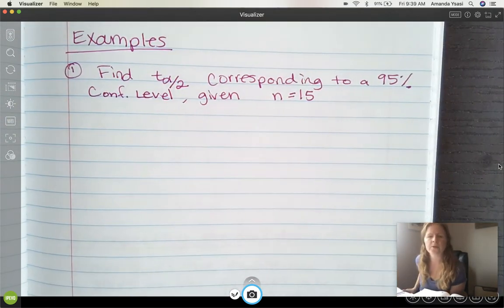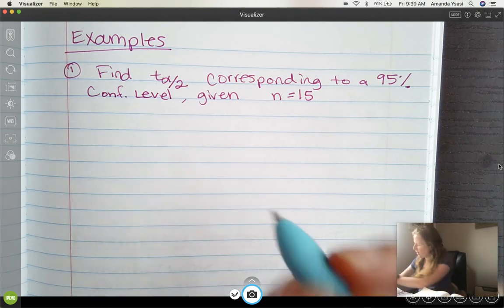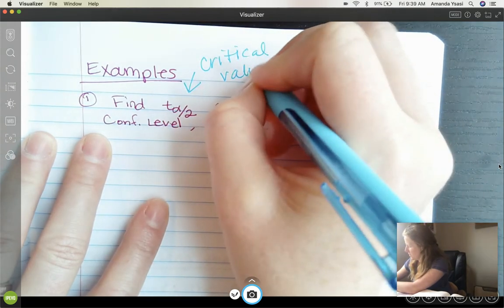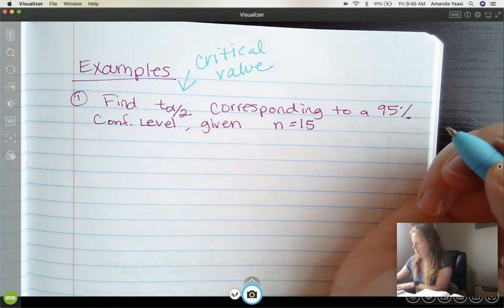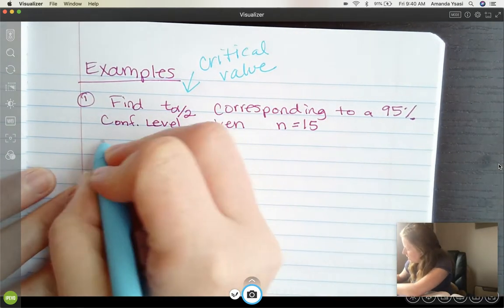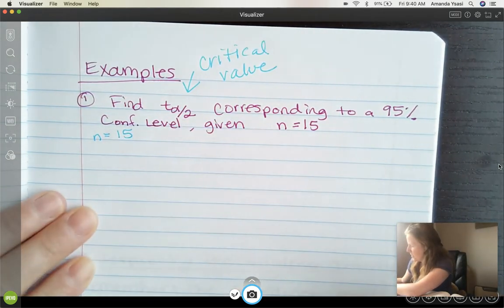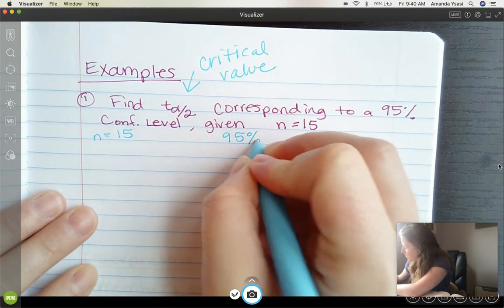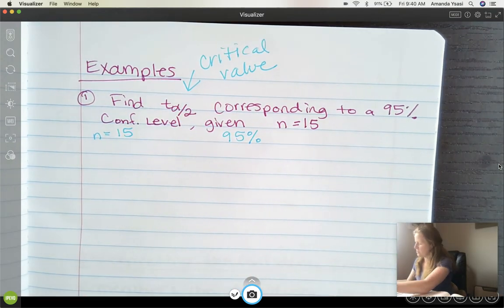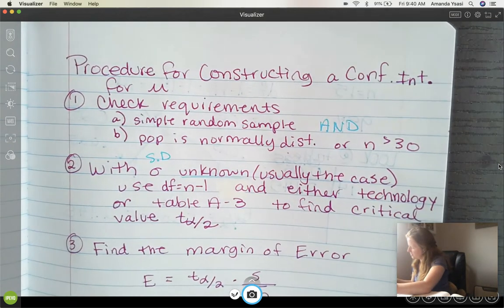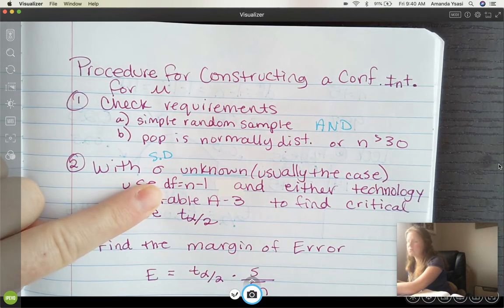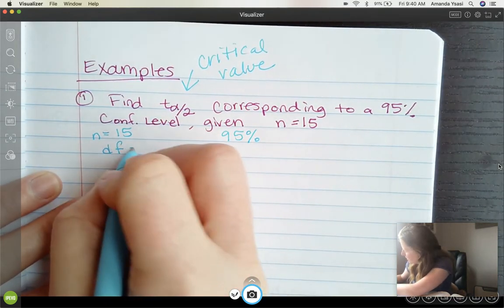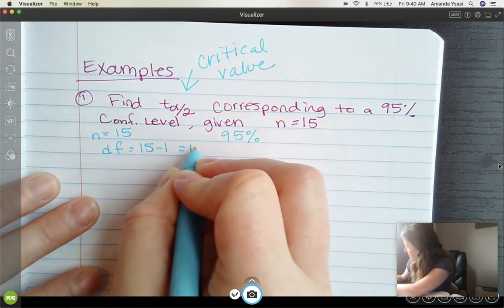So on this one, all we're doing is finding the critical value. So remember, this is called your critical value. Okay, so some information that we have: n equals 15, so it's important to write. We also have 95%, which is our level. To find our confidence, we need to use our degrees of freedom. So our degrees of freedom is 15 minus 1, which is 14.